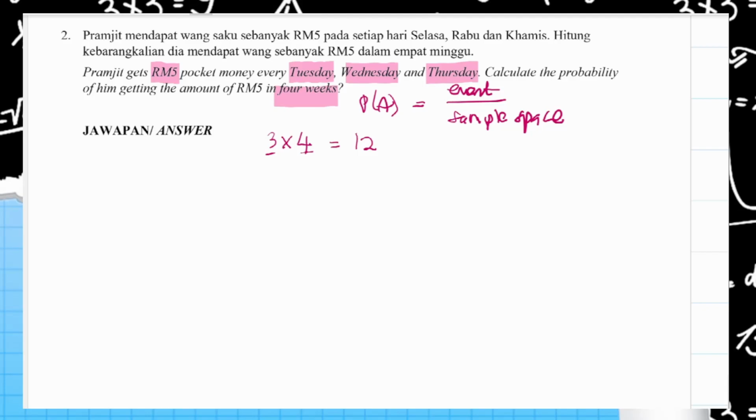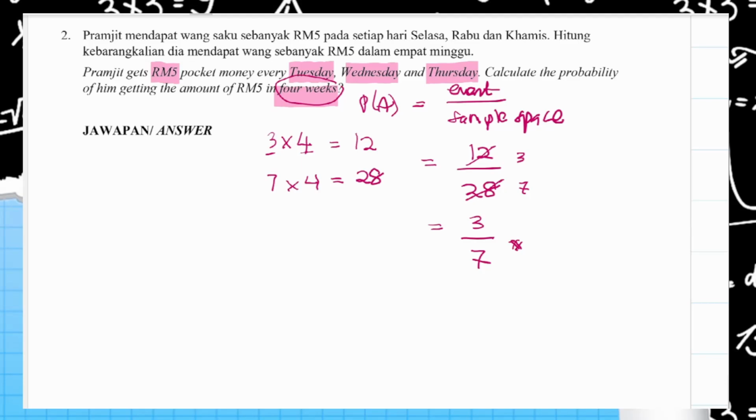In 4 weeks, how many days do you have? 1 week has 7 days, so here 7 times 4 equals 28. So we put it in the formula: 12 divided by 28. Then simplify to the simplest form. 3 times 4 is 12, 7 times 4 is 28. So you will get 3 over 7.